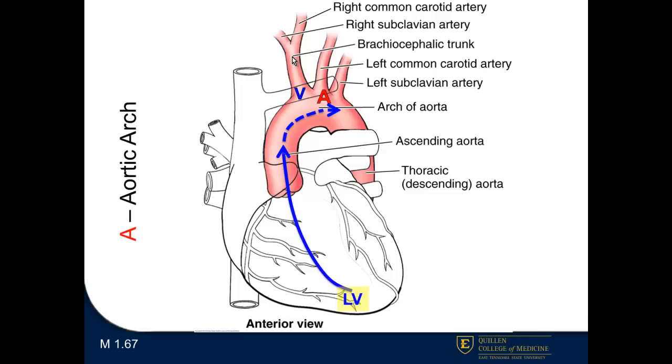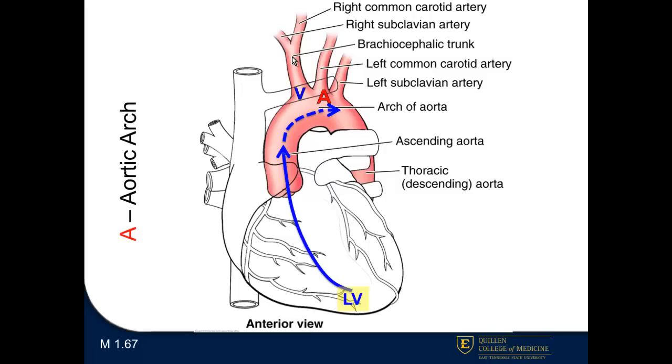This makes sense because the left and right common carotid supply the head and neck, while the left and right subclavian arteries supply the arms. The head and neck are more medial to the arms, therefore the vessels supplying them are going to be more medial as well.